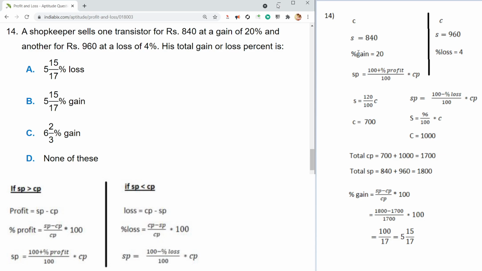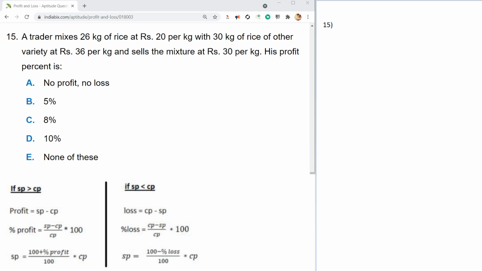Before answering, we need to read all the options carefully. One option is in percentage, one option is in gain and another is in loss. So option B. Option B is correct. Let's see problem number 15.